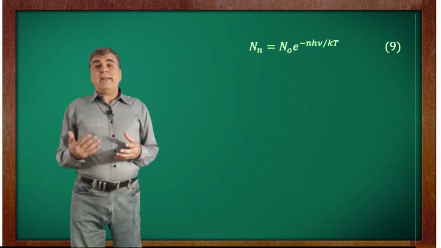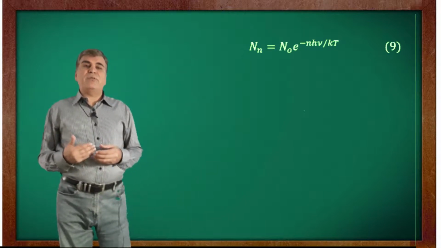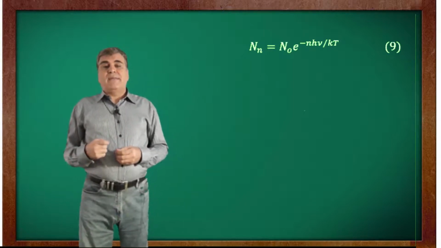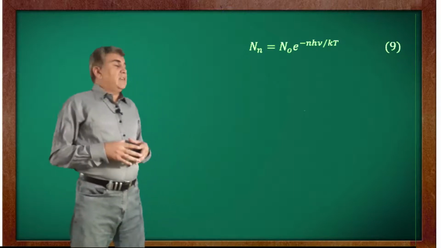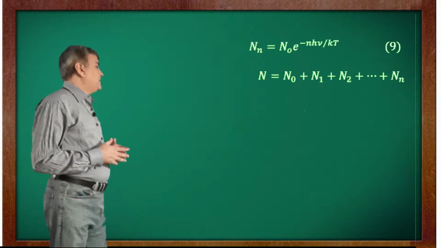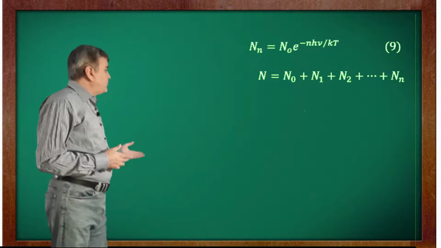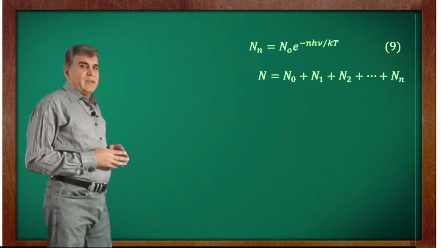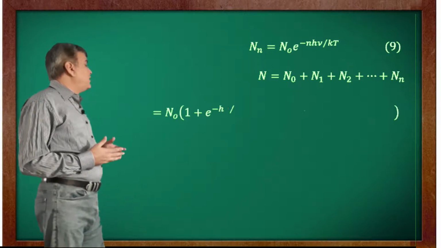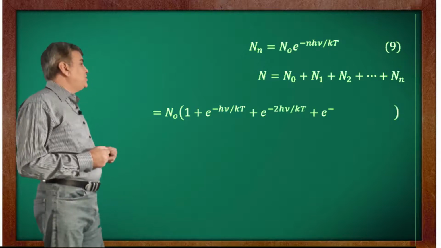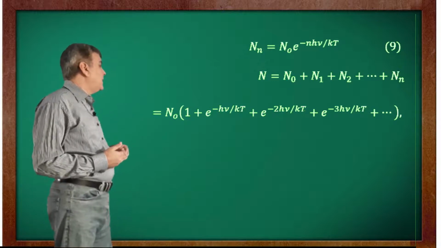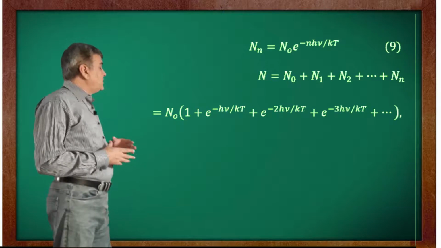Now the total number n of oscillators can be obtained from equation 9 by summing over the total number of elliptical strips. That is, the total number n equals n naught plus n sub 1 plus n sub 2 plus up to n sub n. And if we substitute the value from equation 9, we can write this as n naught times 1 plus exponent minus h nu over kT plus exponent minus 2 h nu over kT plus exponent minus 3 h nu over kT, and so on.